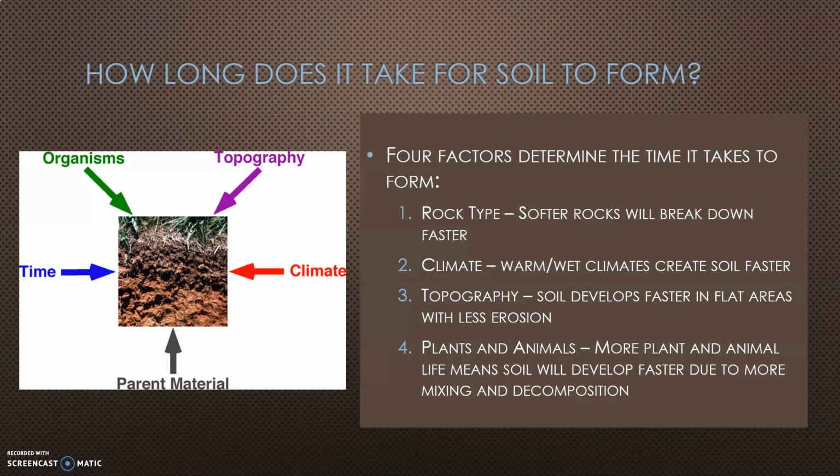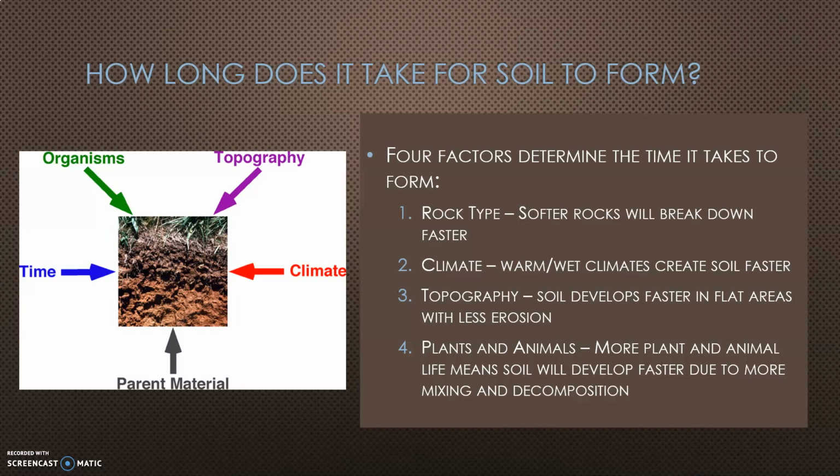Are you in a warm, wet, humid climate, or are you in a really dry climate with a little bit of rain? The warm, wet climate, of course, is going to create soil faster because of the moisture composition. The third factor is topography. It's where the soil develops faster in flat areas with less erosion.